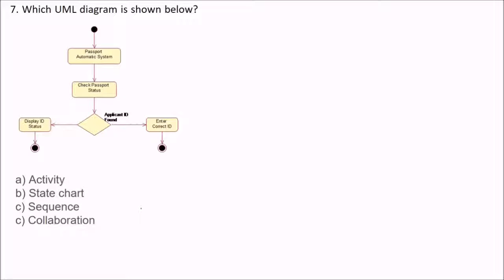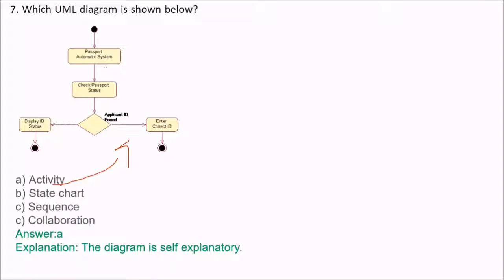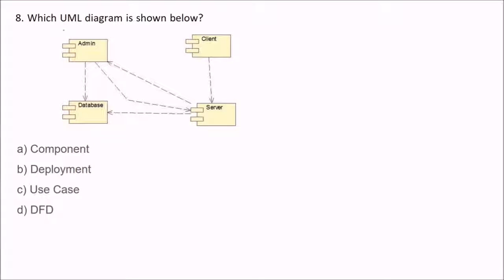Next, which UML diagram is shown here? Now, in this some activity is taking place. Can you see any state or sequence or collaboration? The answer is A, because this is an activity diagram. Since activities are taking place, it will resemble mostly the flow chart you have seen in your previous classes.